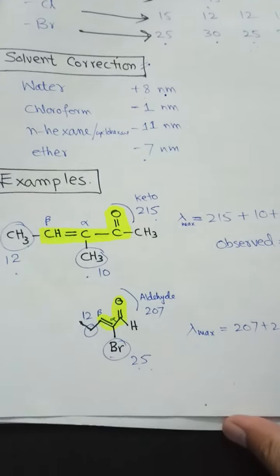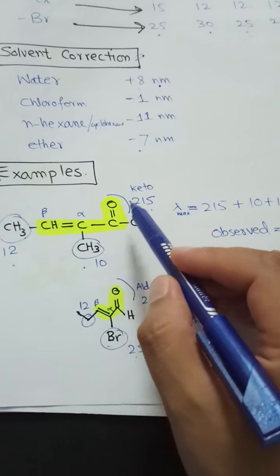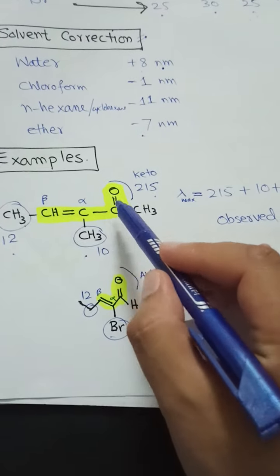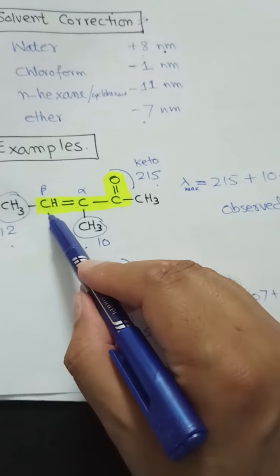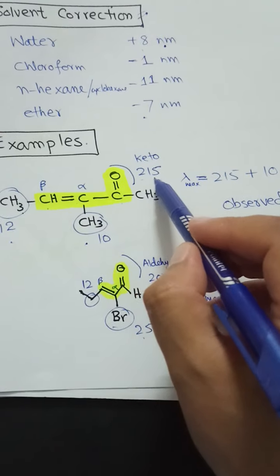Now we are going to take examples of this system. Here we have shown the keto group. So this keto group with alpha beta unsaturation. This whole produces lambda max of 215 nanometer.